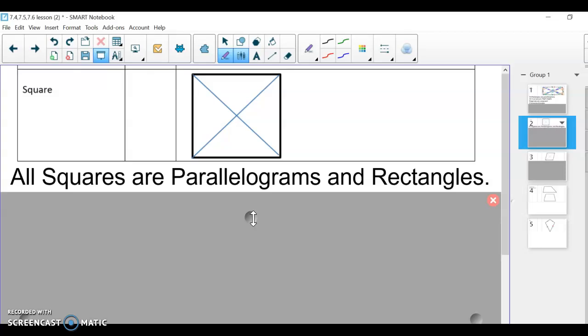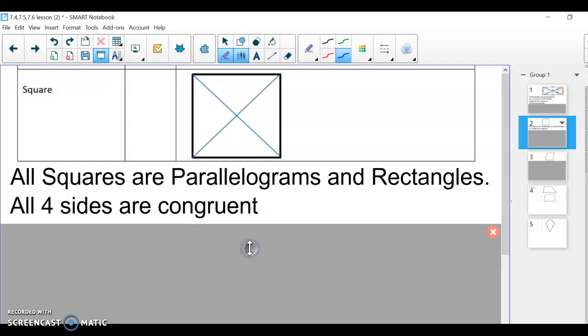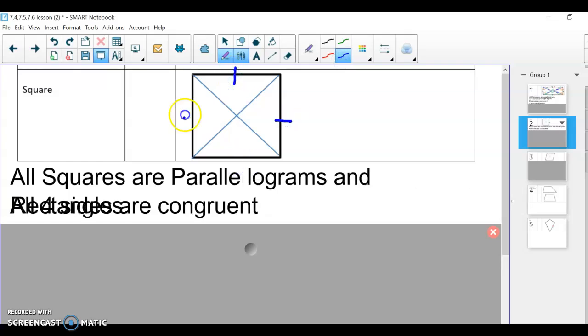Now, is every single rectangle a square? No. Because if I went ahead, here's a rectangle, opposite sides are equal, opposite sides are parallel. Does that mean that that is a square? No, that is not a square. Why? Because our first property of squares is that all 4 sides are congruent. So let's go ahead and mark that. So this side is equal to this side, is equal to this side, is equal to this side.